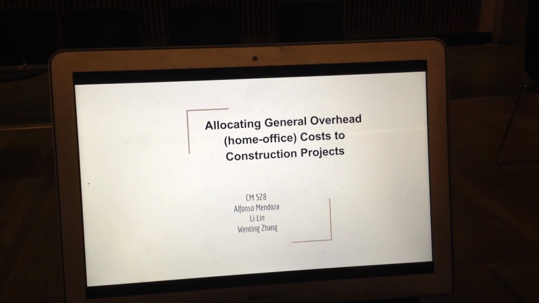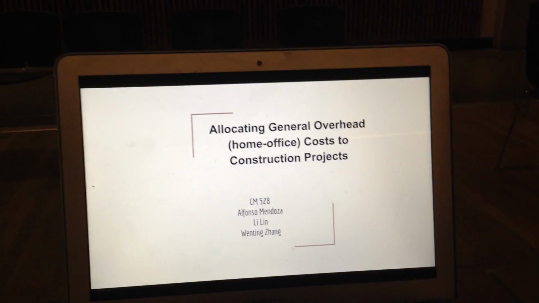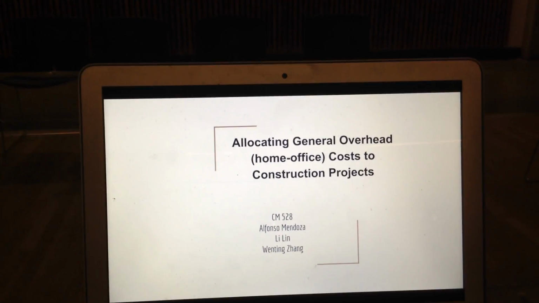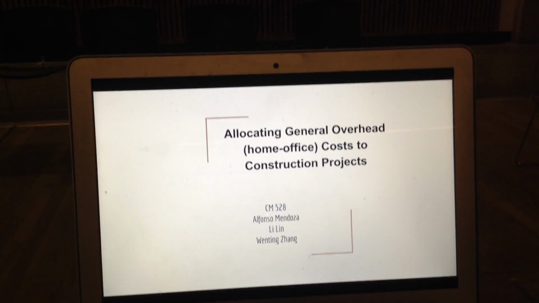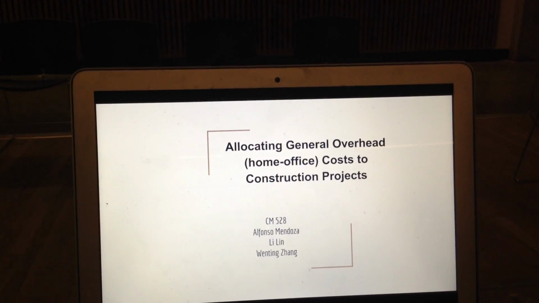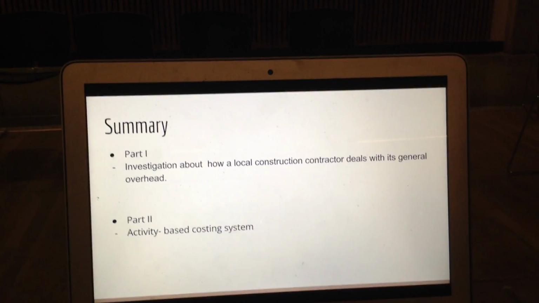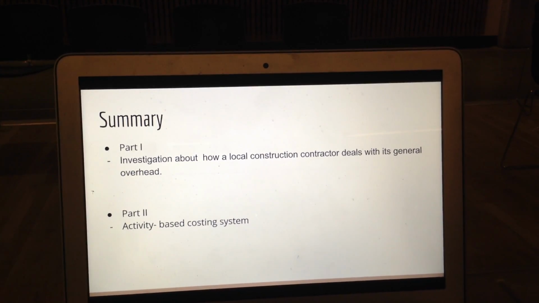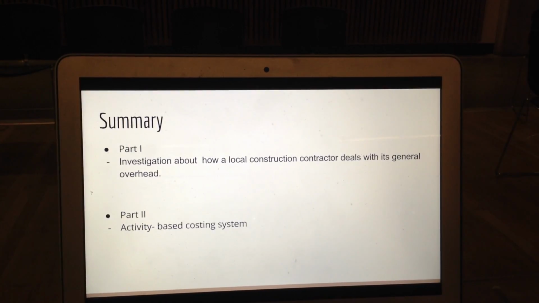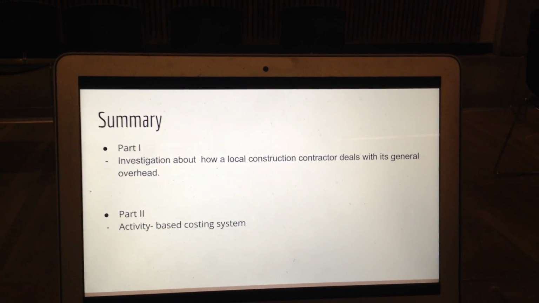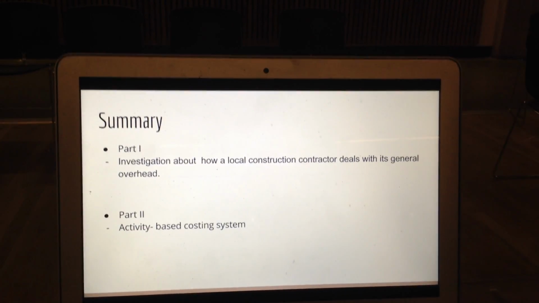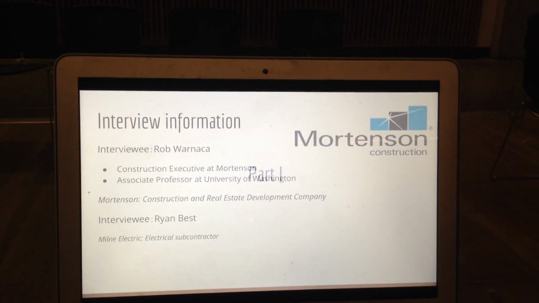Good evening. Our group will present our group project about allocating general overhead costs to construction projects. I'm Wenting, and these are my group members Alfonso and Lee. Our group project is mainly about two parts. Part one is an investigation of how a local construction contractor deals with its general overhead. Part two is about the activity-based costing system.